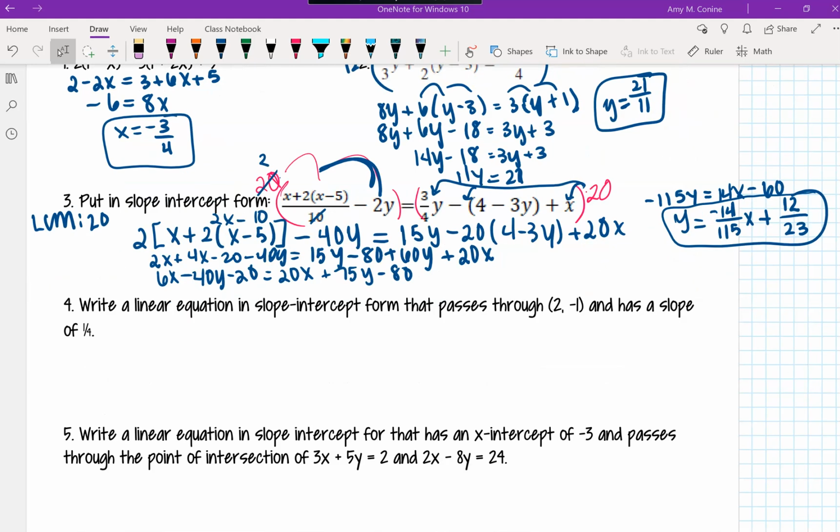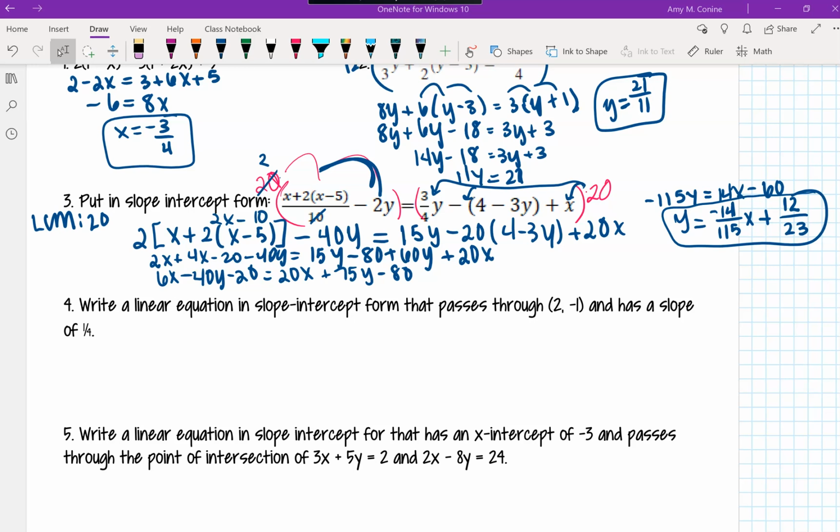All right, so for number 3, it was kind of long and challenging. I got y equals negative 14 over 115x plus 12 over 23. If we get different answers, please just say something. We can talk about it. There's a lot going on there. If you're not sure how that happened, or if I'm wrong, just please let me know.